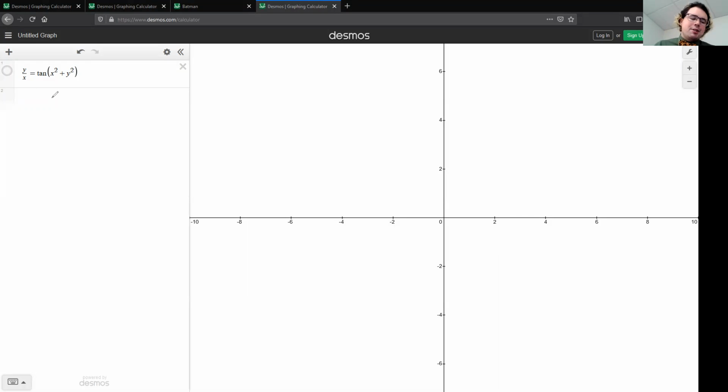Now, as an example of this, I've got an equation over here on the left. y over x equals the tangent of the quantity x squared plus y squared. Okay, it's an equation. I can write it down, and I can ask Desmos to light up all of the points on the xy plane where this equation is true. So for some values of x and y, the equation will be true. For other values of x and y, the equation will be false.